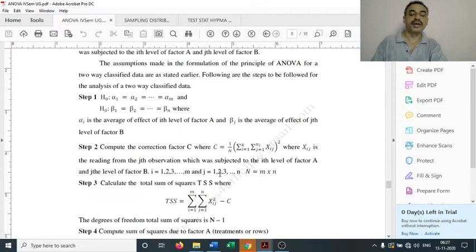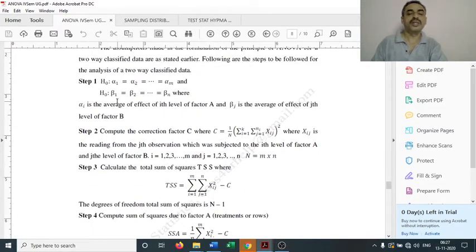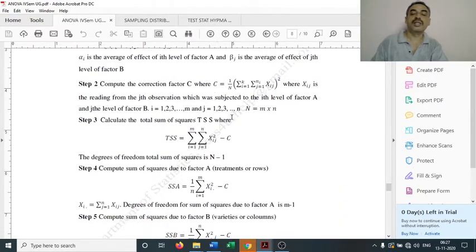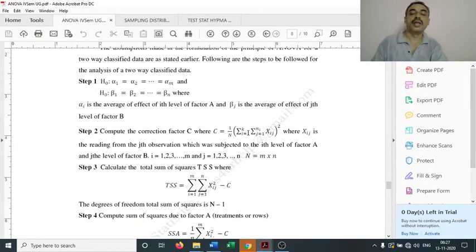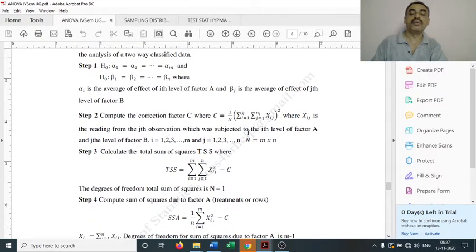Next, the steps are very identical to those of one-way classified data. H0 for the first factor, that is alpha 1, alpha 2, etcetera up to alpha m, and H0 for the second factor, beta 1, beta 2, etcetera up to beta n. Next is finding the correction factor, which is the same as in the case of one-way classified data. We find the sum of all the observations, and find the square of this sum divided by N. N is here m into n because it is an m by n table, so the number of rows into the number of columns will be the value of capital N.